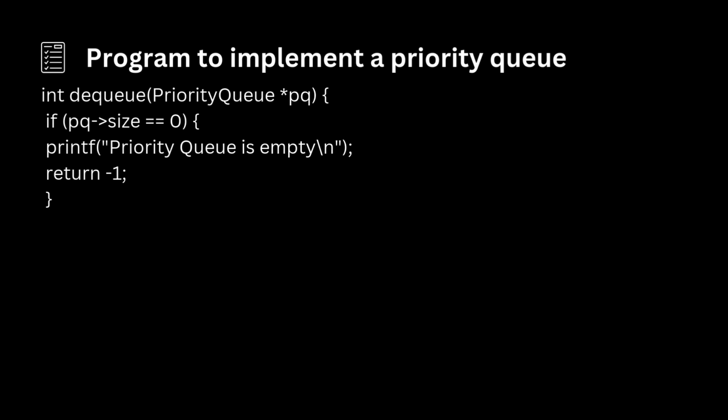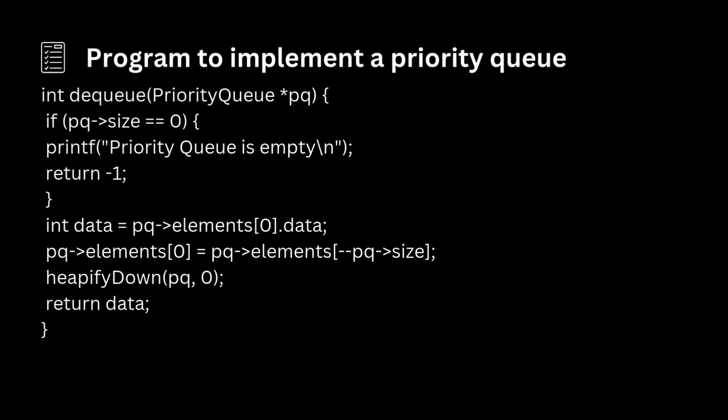Heapify down is responsible for moving the new root element down the heap if necessary to maintain the heap property. Finally, it returns the data value of the element that was removed, which represents the data of the element with the highest priority that was dequeued. So in summary, dequeue removes and returns the element with the highest priority from the priority queue, maintains the heap property, and handles cases where the queue is empty by printing a message and returning -1.